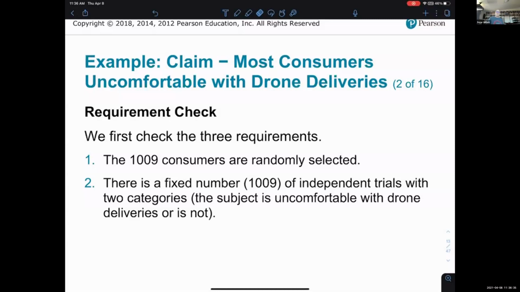Two, there's a fixed number of independent trials. So these are some of the conditions specifically for a binomial distribution, which we're going to approximate with a normal distribution. But at the same time, to test for a proportion, we do want to have some idea of successes and failures, and we're going to have some fixed number of people in our sample. So in this case, there's 1,009.